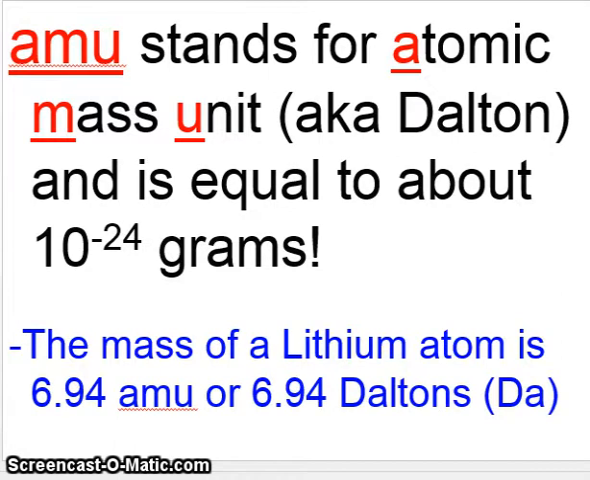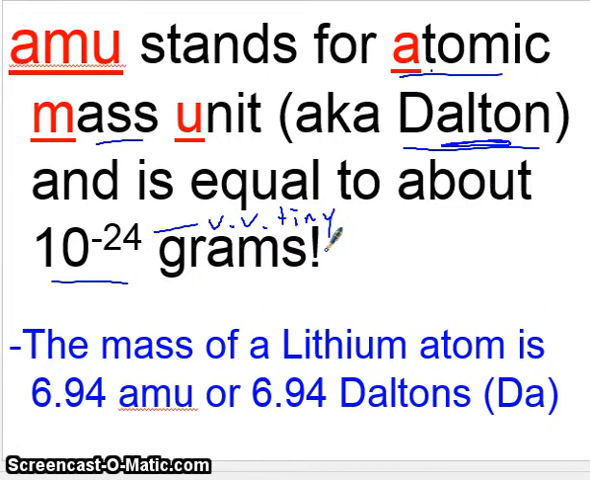It measures the mass of atoms. Now, this is also known as a Dalton, and the reason it's known as a Dalton is because it's named after a very famous scientist who helped come up with this, Mr. Dalton. So 1 AMU is equal to about 10 to the negative 24 grams, an extremely, extremely tiny amount.